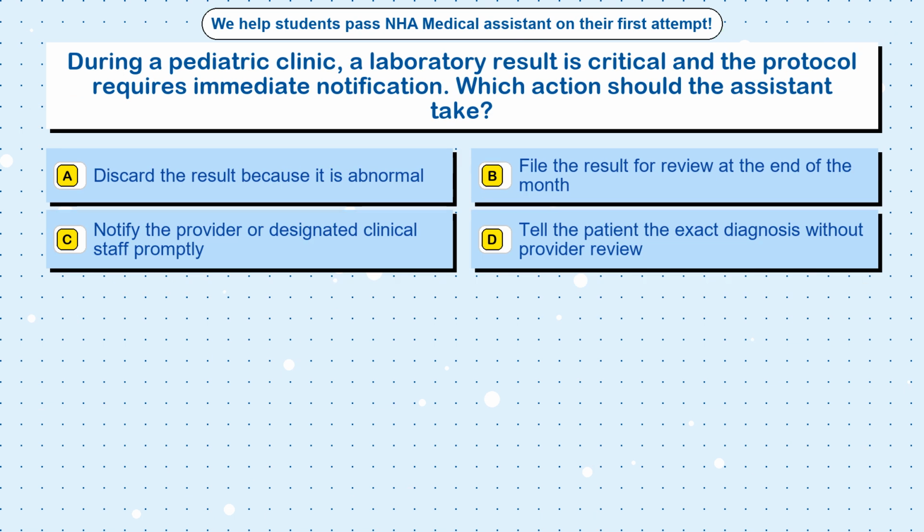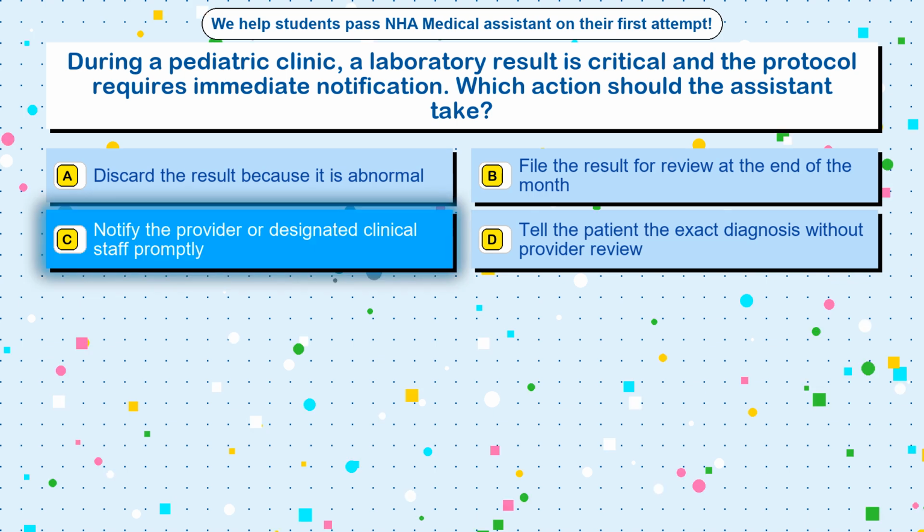Question 3. During a pediatric clinic, a laboratory result is critical and the protocol requires immediate notification. Which action should the assistant take? Option A. Discard the result because it is abnormal. Option B. File the result for review at the end of the month. Option C. Notify the provider or designated clinical staff promptly. Option D. Tell the patient the exact diagnosis without provider review. The correct answer is option C.